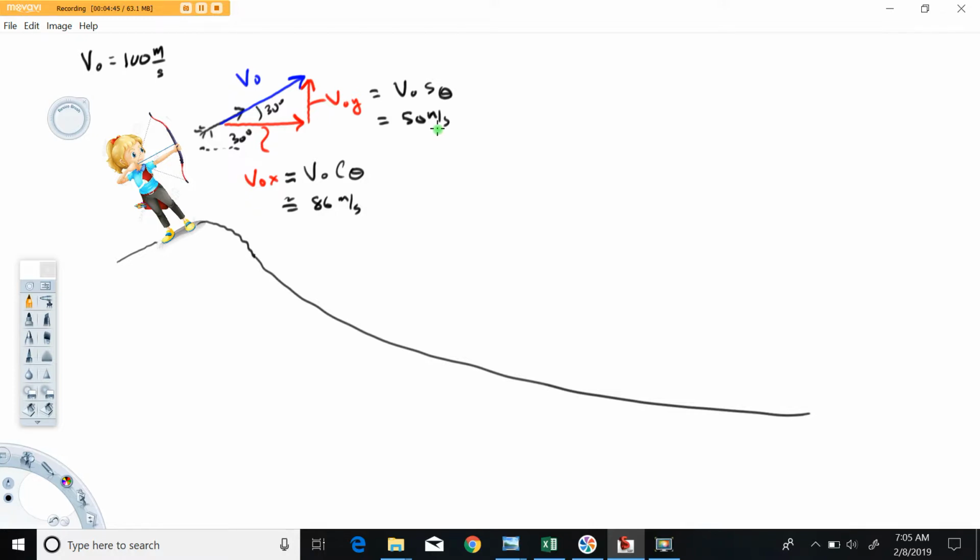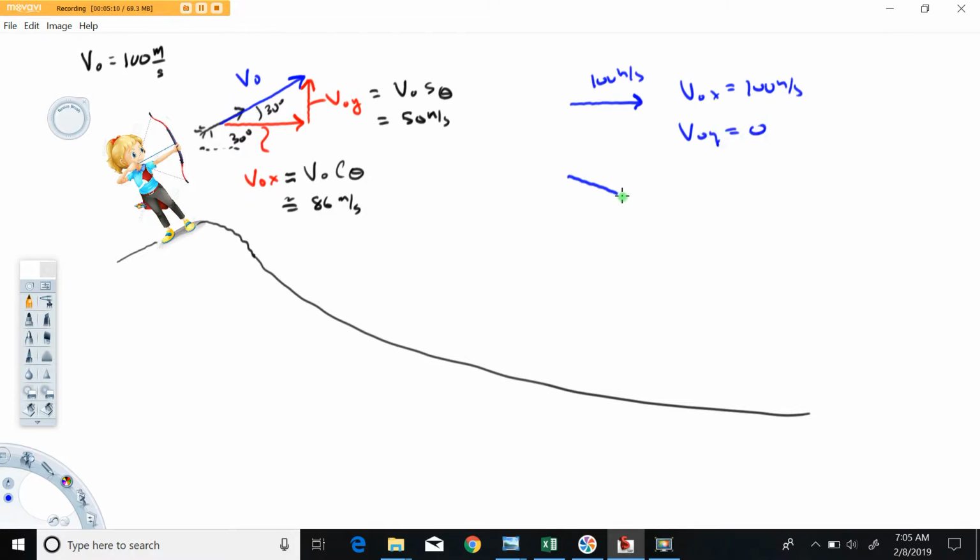Now let me go through some different potential cases here. Had this velocity vector been purely to the right, like had she fired the arrow horizontally at 100 meters per second, then the initial velocity x direction would be 100 meters per second. The initial velocity y direction would be 0.